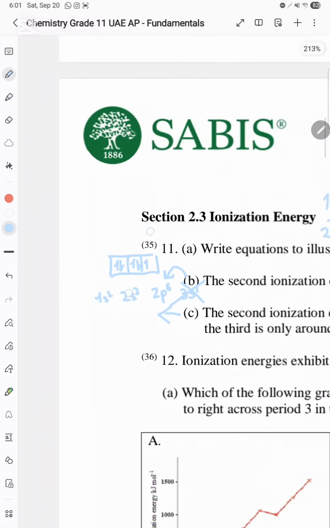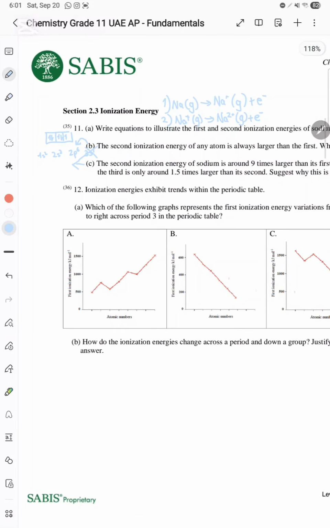Now the answer in the mark scheme is: the first electron is removed from a 3s orbital, while the second and third are removed from a 2p orbital. The 2p orbitals are, one, closer to the nucleus, and two, shielded way less, so they're more strongly attracted to the nucleus. This makes them harder to remove than 3s.